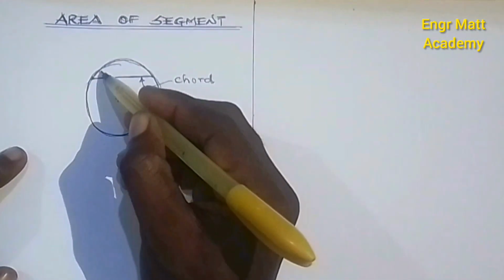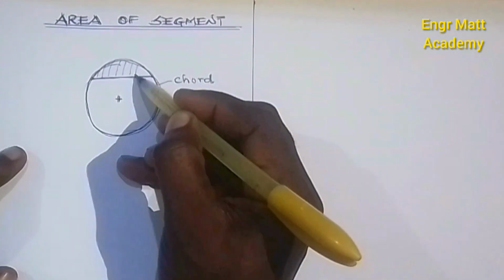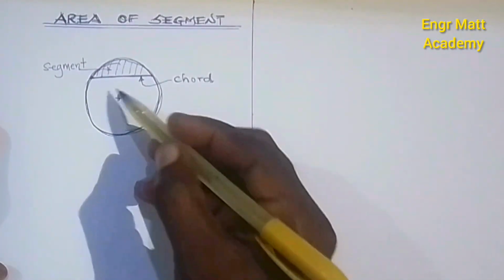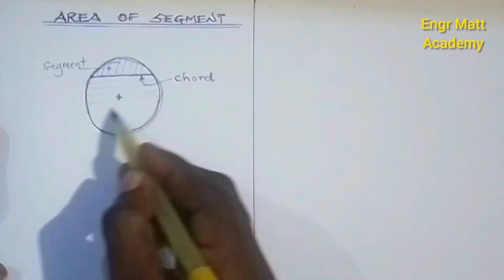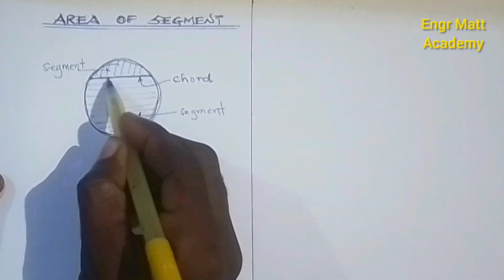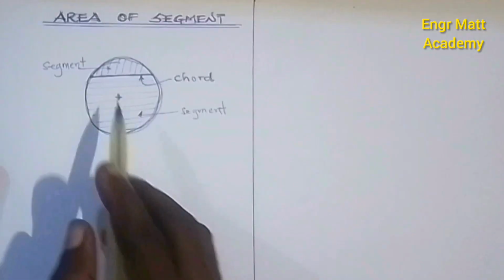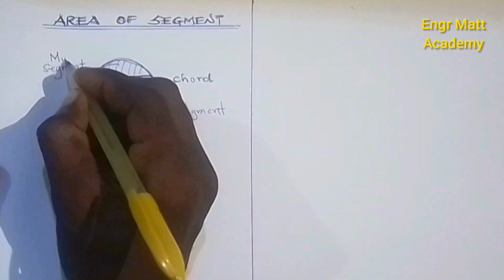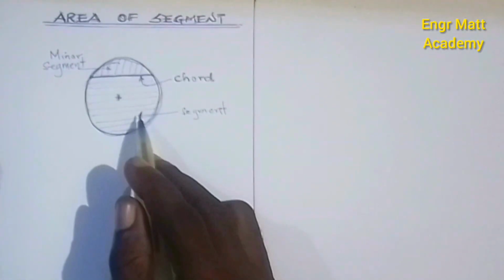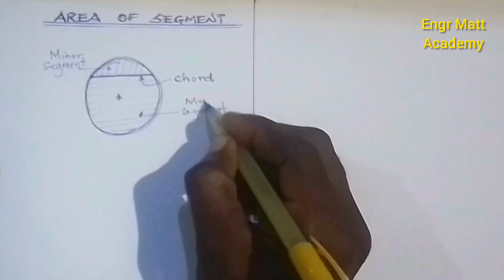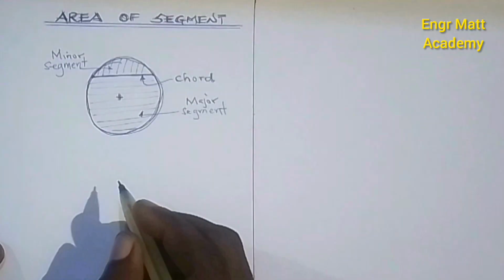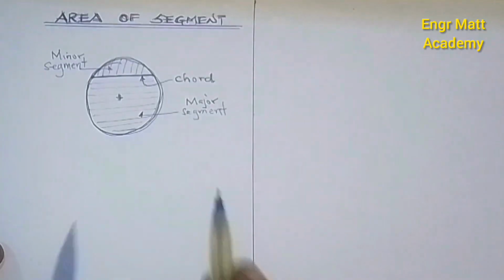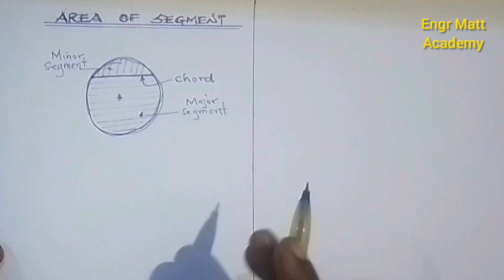Now, this smaller part you see here is called a segment. And this other part, this other portion, is also a segment. The chord will create two segments. The smaller segment is called the minor segment, while the bigger segment is called the major segment. Many students confuse segments with sectors, but let me show you the difference today.